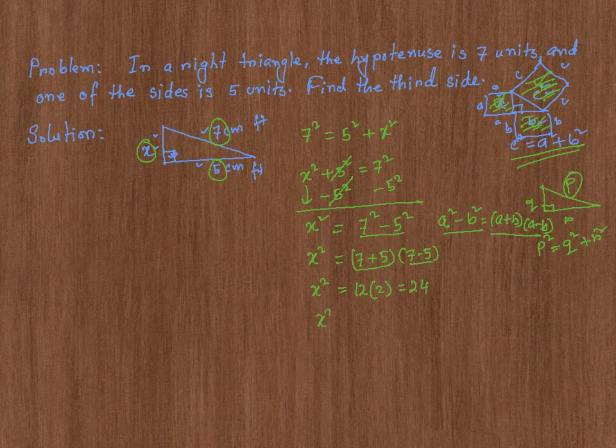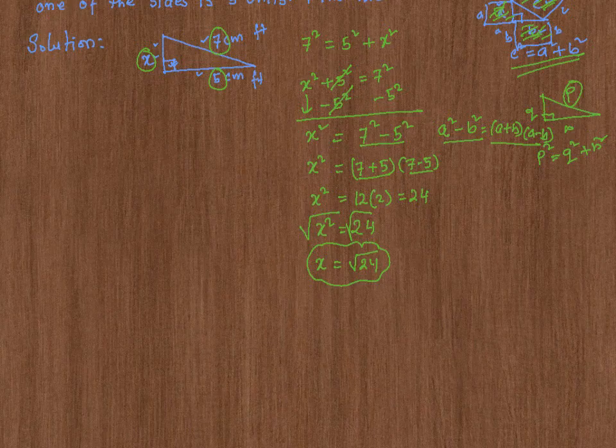So x squared is going to be 24. Now what is x going to be? I take the square root of both sides. That gives me x equals the square root of 24. And that should be your answer. So this x is the square root of 24.